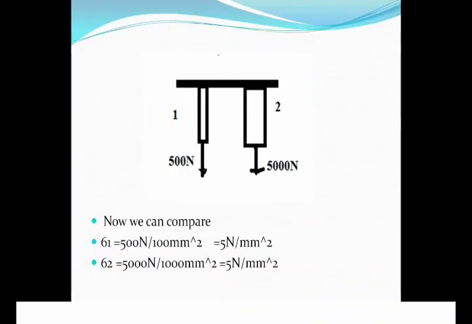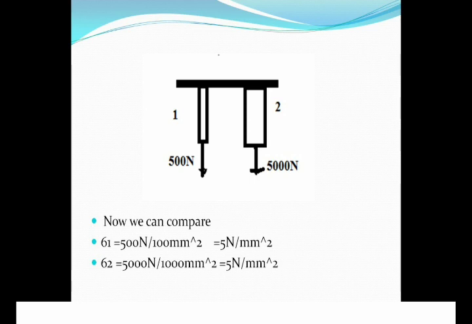If we consider the bar is of the same material and if the dimensions are now known, we can compare what is the stress in the element. We have seen the stress sigma is equal to P by A, the cross section area. Now if sigma 1 is the stress in bar 1 and sigma 2 is the stress in bar 2, we can calculate sigma 1 is equal to 500 Newton divided by 100 mm square, that is the cross sectional area, which is equal to 5 Newton per mm square.